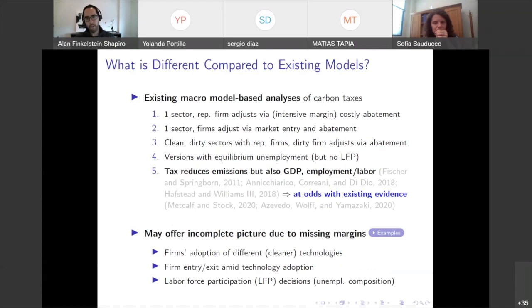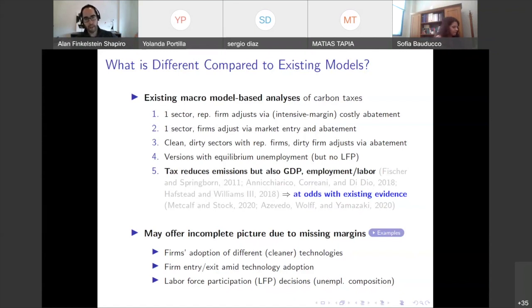All right, so what is different compared to what we know from existing models? There's been, since roughly 2012, a lot of growth and a lot of work trying to understand what happens with carbon taxes at the aggregate level from a macro standpoint. Existing macro models that use, again, versions like the model that we're going to be using, except in a reduced form, tend to either assume that there's one sector and a typical firm that basically adjusts via abatement costs to deal with the carbon tax. The same model can be expanded to allow for simply just firm entry and exit, but you still have one sector that ends up generating pollution.